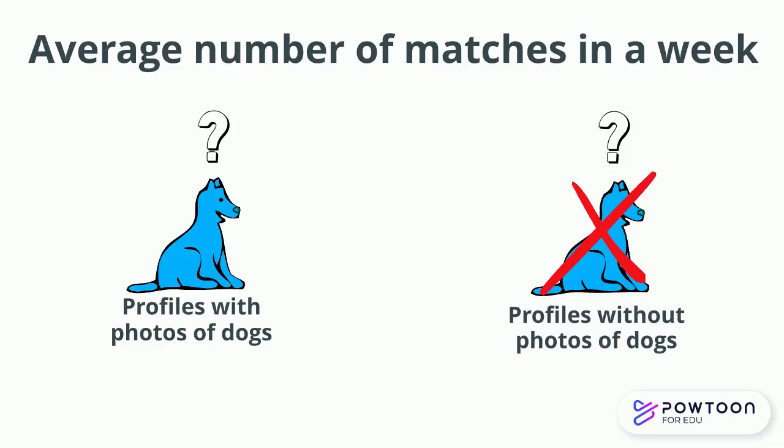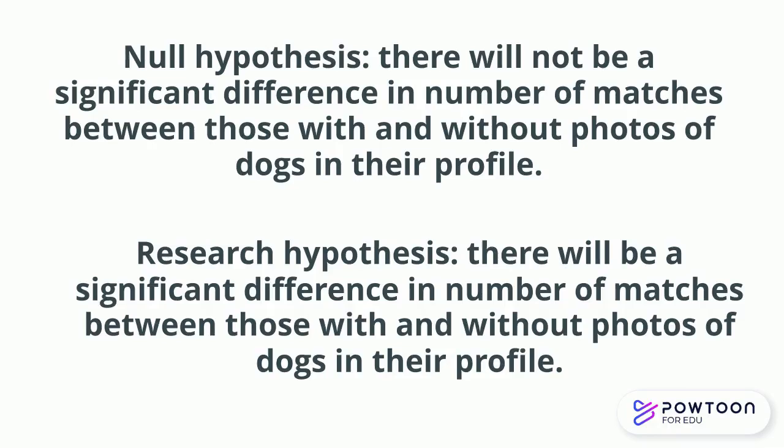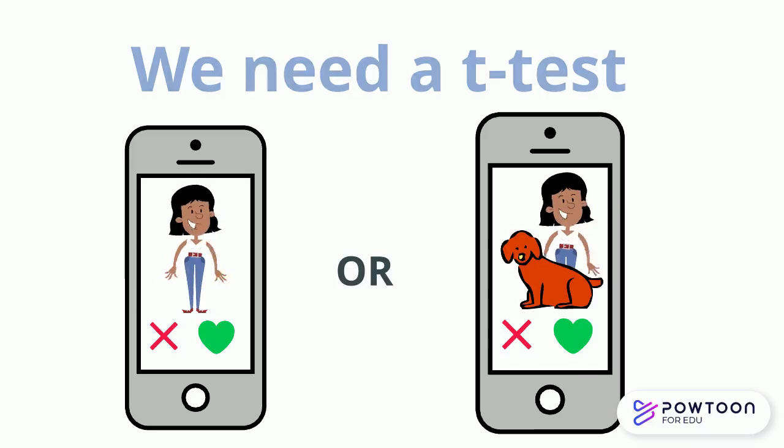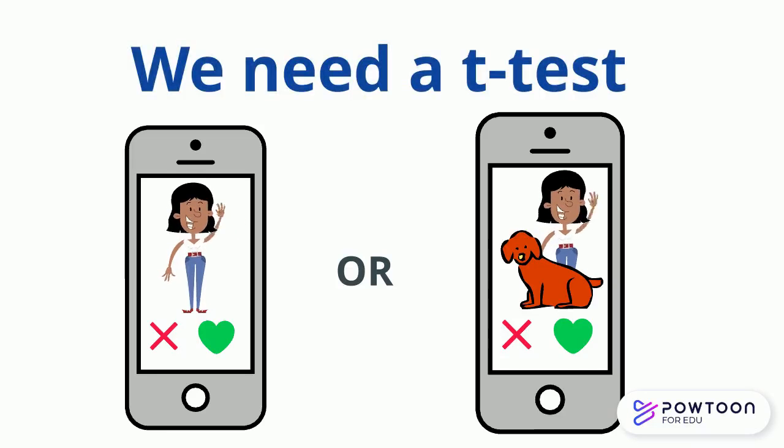Hector isn't so sure whether to believe his friend, so he decides to gather the relevant data to test the hypothesis that there will be a significant difference in number of matches between those who have photos with dogs in their profile and those that don't. Because our independent variable has two categories, we have to run a T-test in order to test our hypotheses.